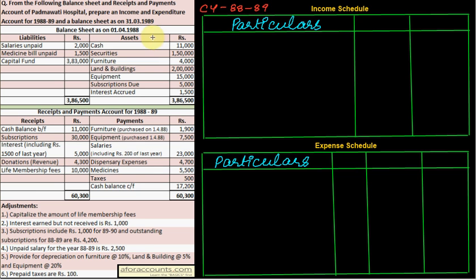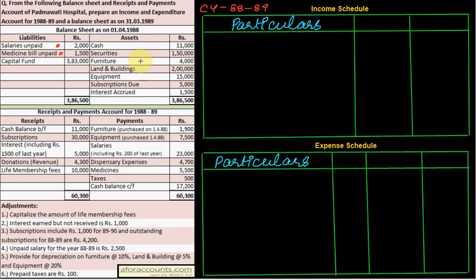Okay. Now, quickly reading the balance sheet. Salary is unpaid. Some expenses are unpaid, so mark the expenses. Salary is unpaid. Then medical bill unpaid. This is also an expense which is unpaid during the previous year. So mark it. And capital fund, leave it.